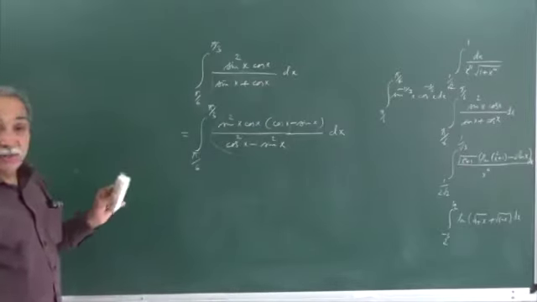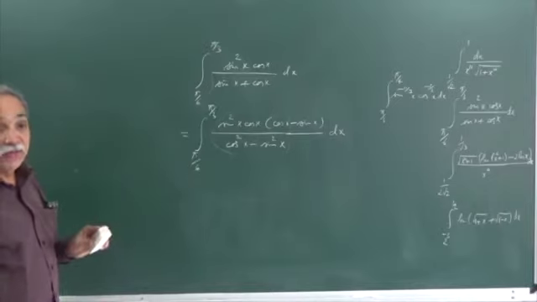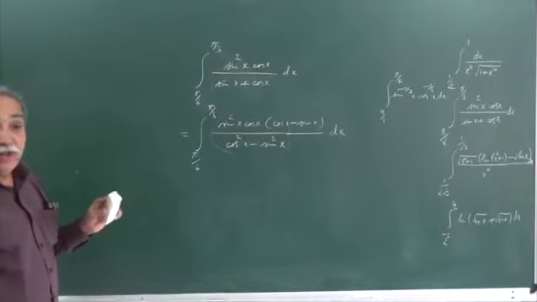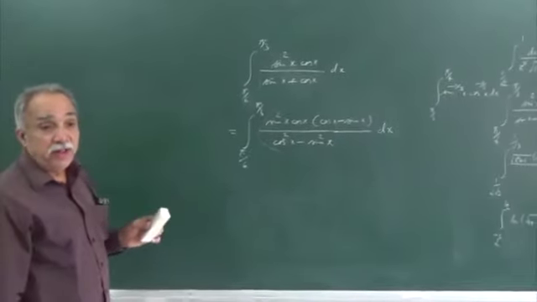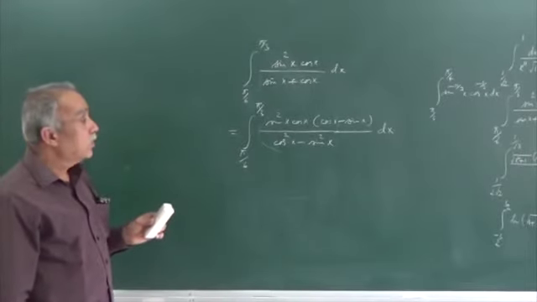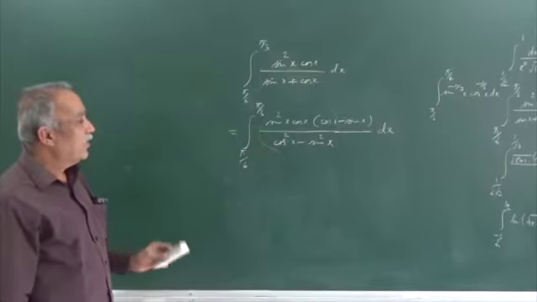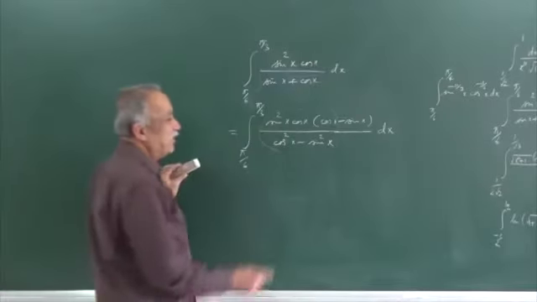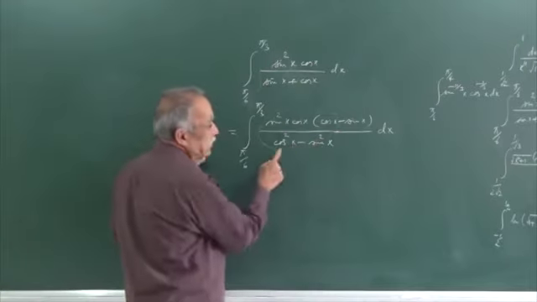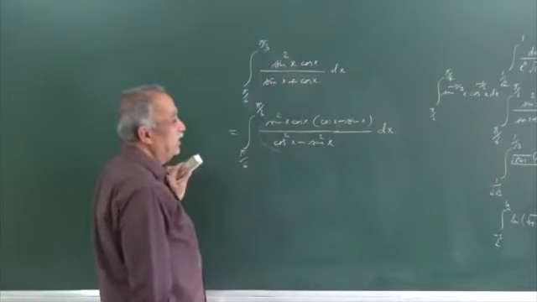There is a very simple procedure to get this converted into a function of standard form. Simply divide numerator and denominator by cos square x. Will it be enough? No. One second. Cos square x division will remove this. This will become 1. This will become tan square x. Not enough.